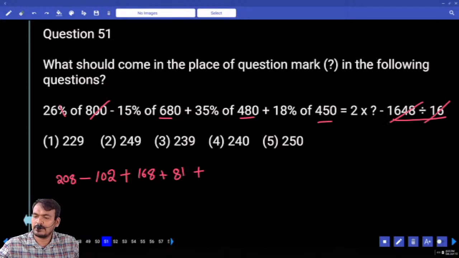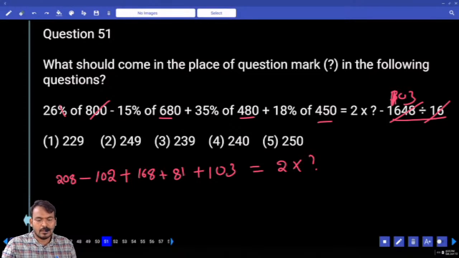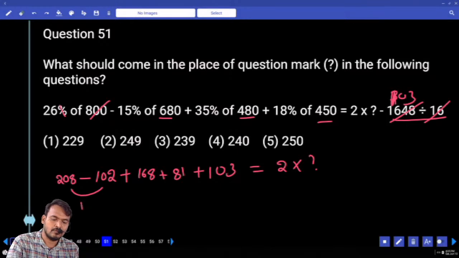Plus 1648 divided by 16. How many times? 103, plus 103 or not? That is equal to 2 into something. 208 and 102. What is the difference?